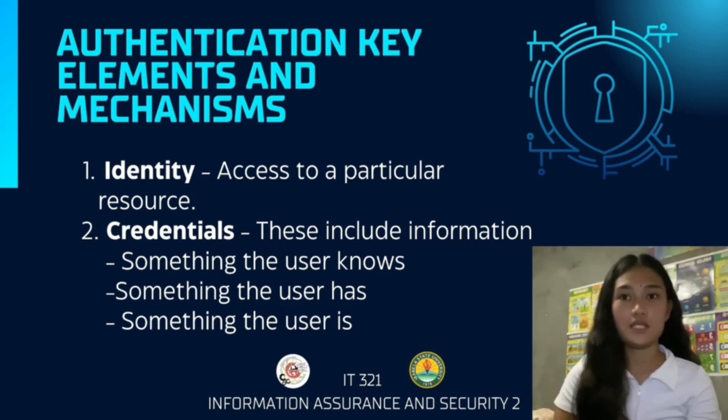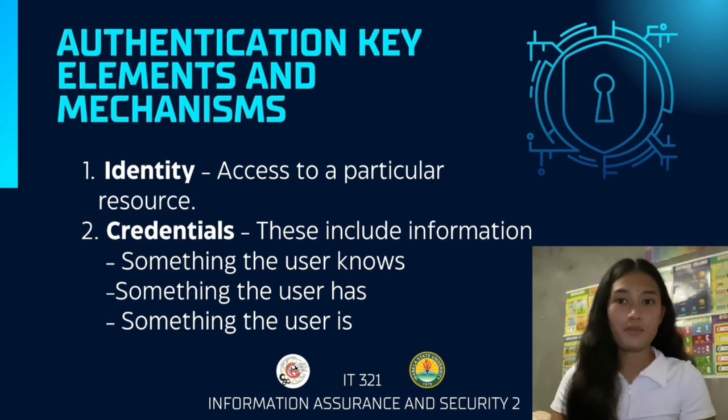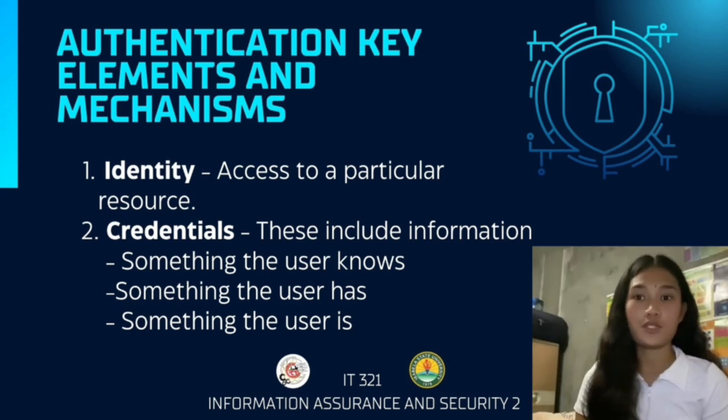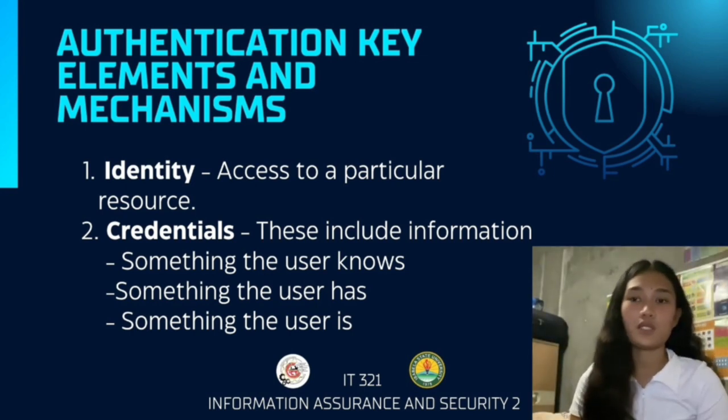Second, we have the credentials. This includes information that users or entities present to prove their identity. Credentials help the system verify that the individual or entity is indeed authorized to access the requested resource. Prevalent credential types include something the user knows. Next is something the user has. Lastly, we have something the user is.